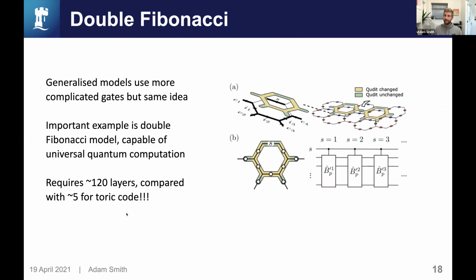But then the final thing to think about is practicality. Can we actually do this on Google's computer now? And the answer to that, as you might expect from some of the previous talks, is no, not yet. While we needed 5 layers of 2-qubit entangling gates for the Toric code, to realize this more complicated model, we would need about 120. So this is between an order and 2 orders of magnitude higher. Okay, so we need quantum computers that are an order or 2 orders of magnitude better before we can really reach this.